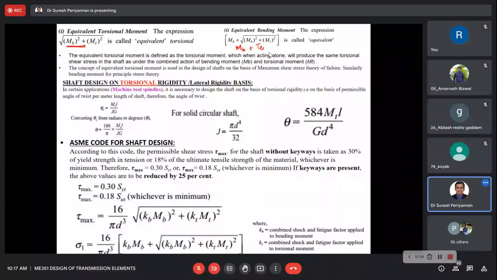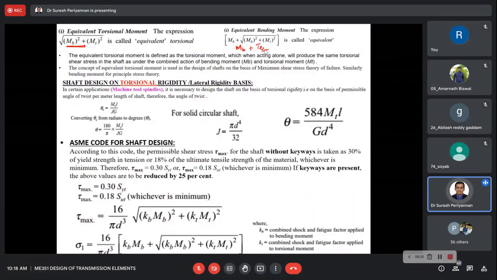Suppose I'm giving for a shaft the bending moment, how much bending moment is acting in the shaft, directly. Then I'm giving the equivalent torsion moment. Finally, I'm asking you to design the shaft diameter based on the equivalent bending moment. Then you have to use this. This kind of question you may expect in the objective type.